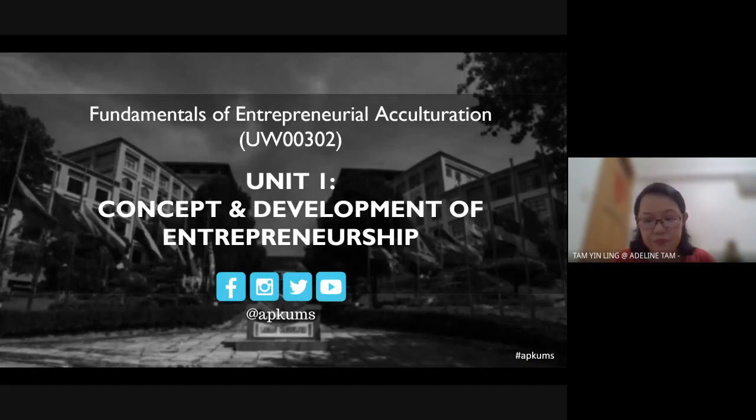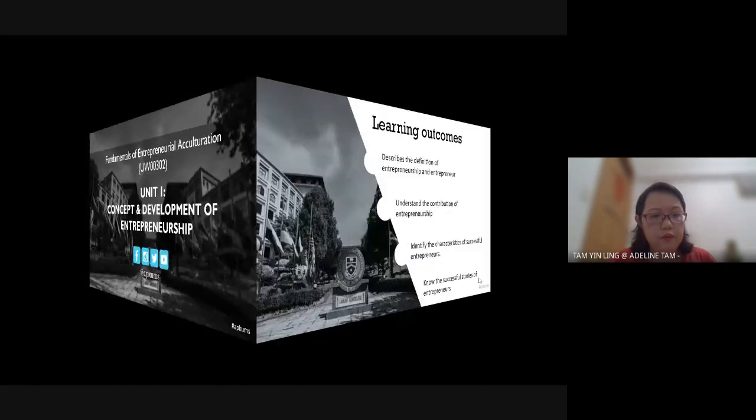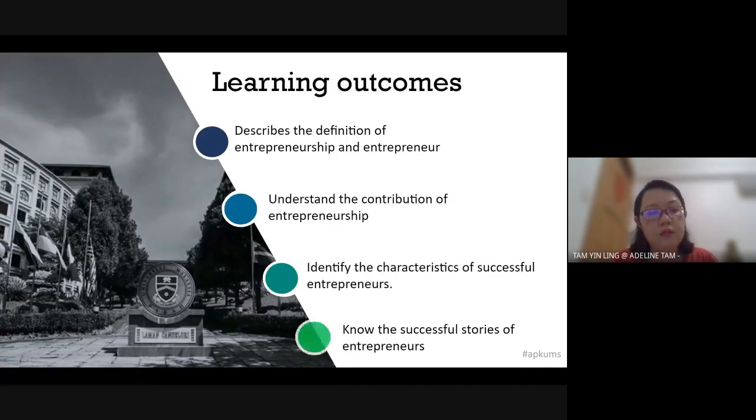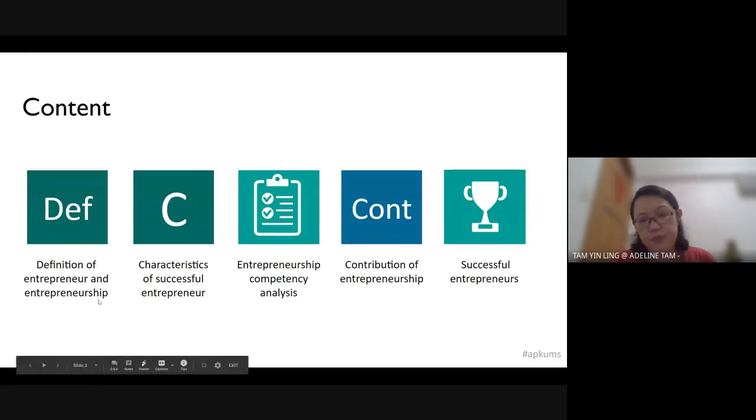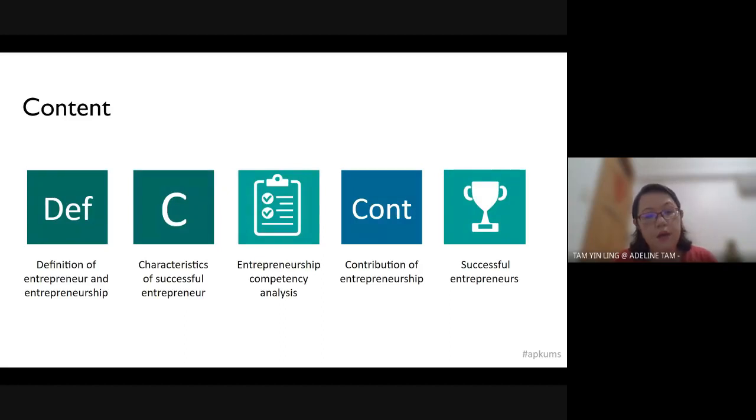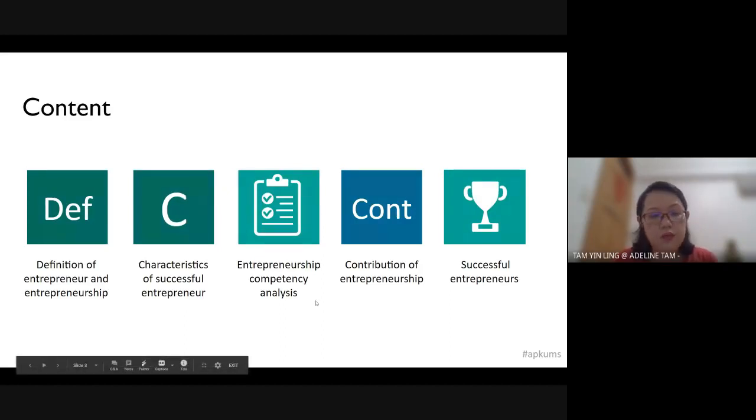Okay, all right. So we look at unit one. In unit one, we want to describe the definition of entrepreneurship and entrepreneurial. You have to understand the contribution of entrepreneurship, identify the characteristics of successful entrepreneurs, and know the success stories of entrepreneurs. For unit one, we look at a few things. First, the definition of entrepreneur and entrepreneurship, the characteristics of successful entrepreneurs, and entrepreneurship competency analysis.